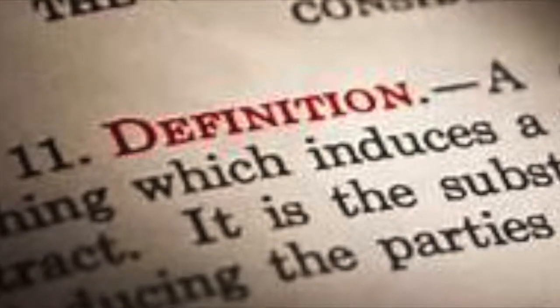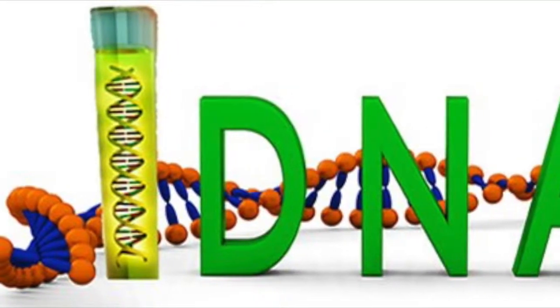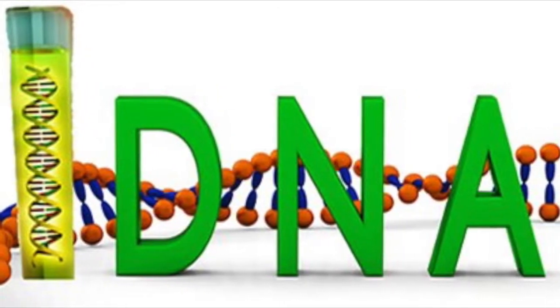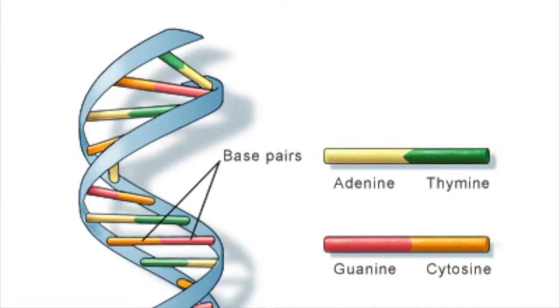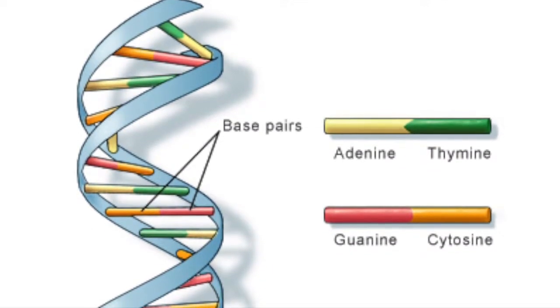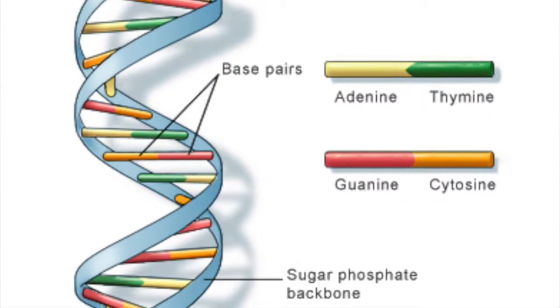To start off, the definition of DNA, deoxyribonucleic acid, is a nucleic acid that contains the genetic instructions used in the development and functioning of all modern living organisms. Its function now is to contain the biological and genetic instructions that control the day-to-day function of your cells.